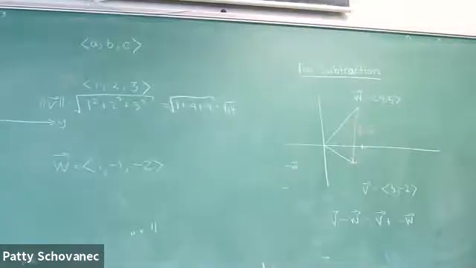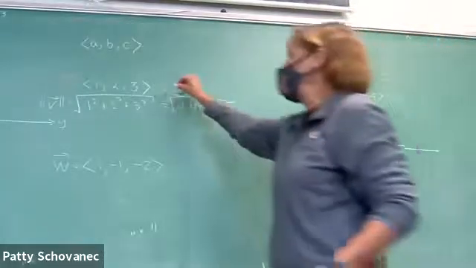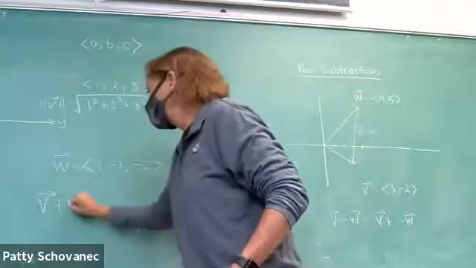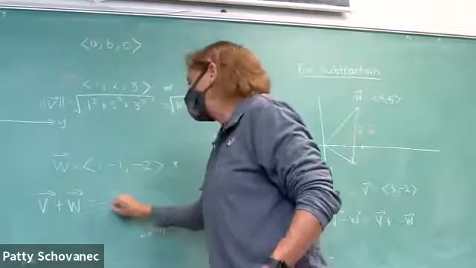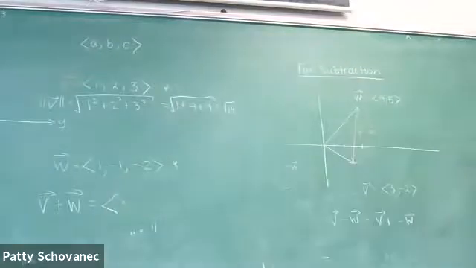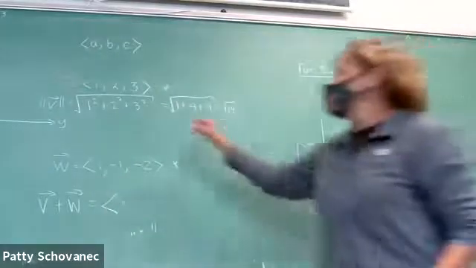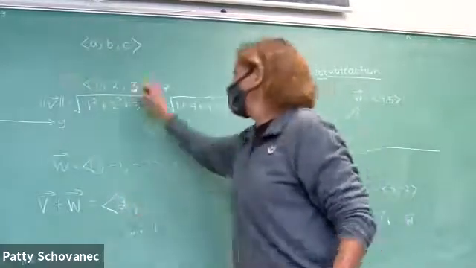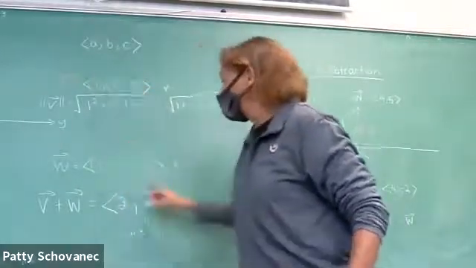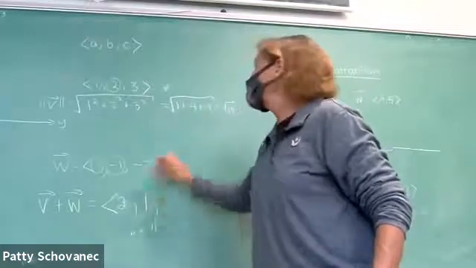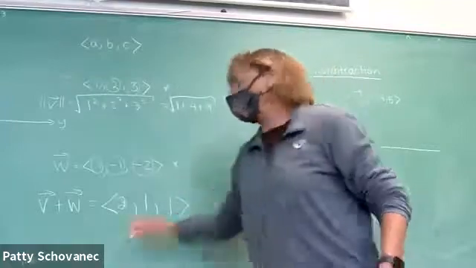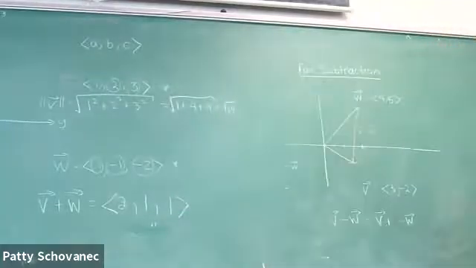Addition is done the same way. So in this example, if I add vector v with vector w, I just add component-wise. So I would get 1 plus 1 is 2. 2 plus -1 is 1. 3 plus -2 is 1. So there's nothing special about 3 dimensions, other than it's harder to draw.